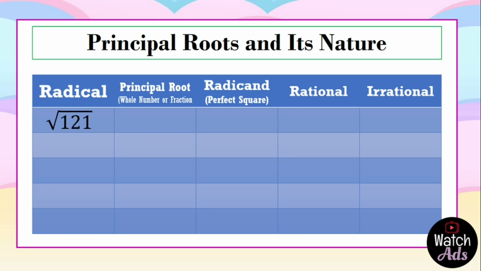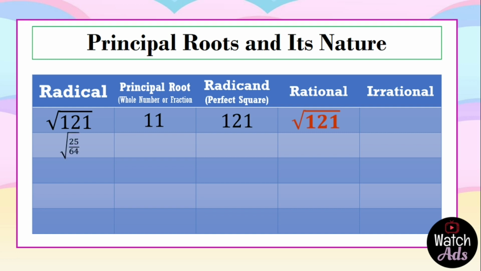Now, when the numbers go big, my advice for you is to try to memorize at least from 1 multiplied by 1 up to 20 multiplied by 20. Because if you already memorize that, you will identify that 121 has a principal root that is a whole number, and that is 11. 11 multiplied by 11 gives us 121, which means 121 is a perfect square. Now the square root of 121 is rational.